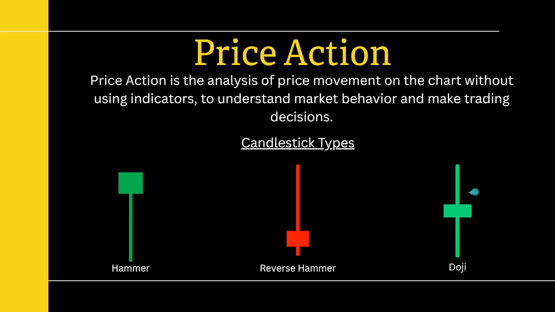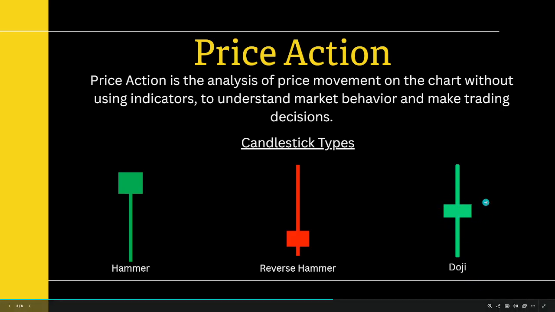The doji's characteristics are very neutral. You have a wick to the upside and a wick to the downside, and usually the open and close price are very close, and that is why it looks like a T.